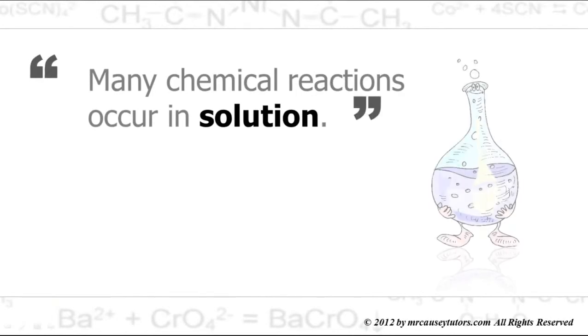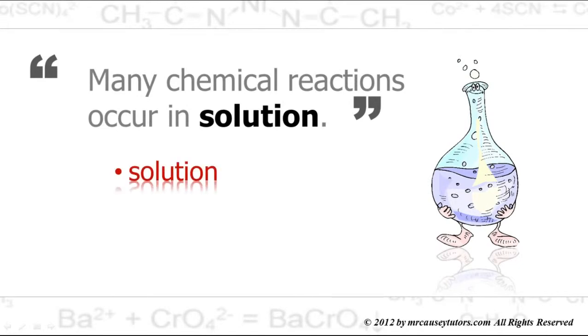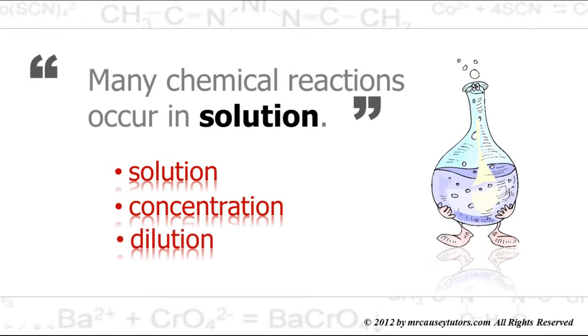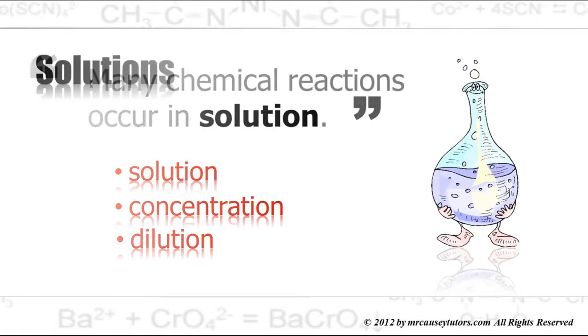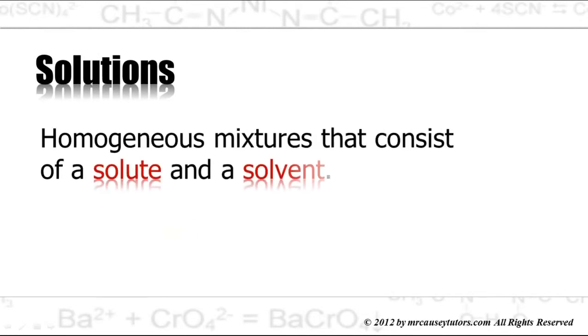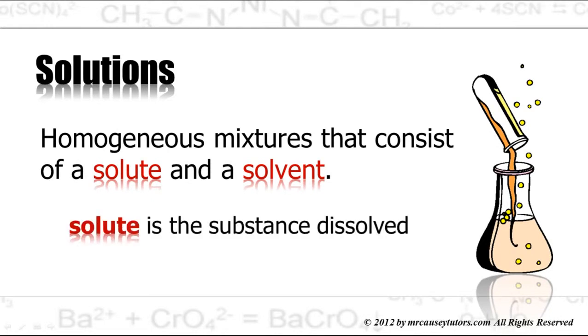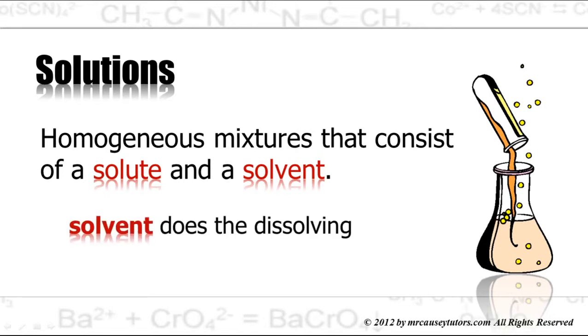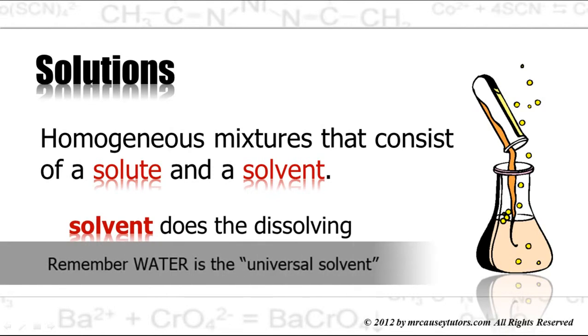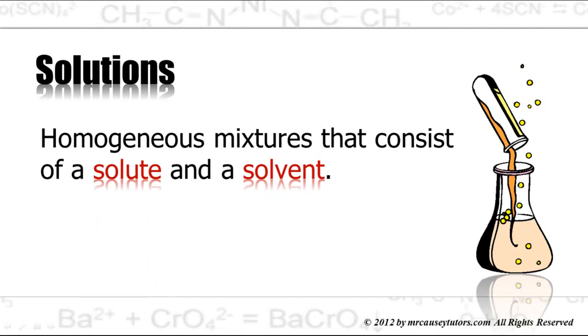Many chemical reactions occur in solution. And so because they occur in solution, we need to learn a few things. We need to understand concentration, and we need to understand dilution, and we need to understand solutions. So let's take a look at solutions. Solutions are homogeneous mixtures that consist of a solute and a solvent. The solute is the substance dissolved, kind of like if you're making Kool-Aid, it's the Kool-Aid and the sugar, and the solvent does the dissolving, which is usually, or many times, water. And remember, water is the universal solvent. It dissolves more things than anything else.